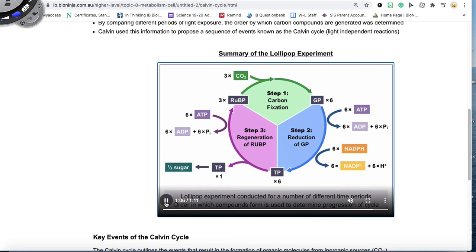So that's how it was timed through this Lollipop experiment, and that's how the different carbon compounds within the Calvin cycle were elucidated. So pretty smart guy, right? Yes, he was.